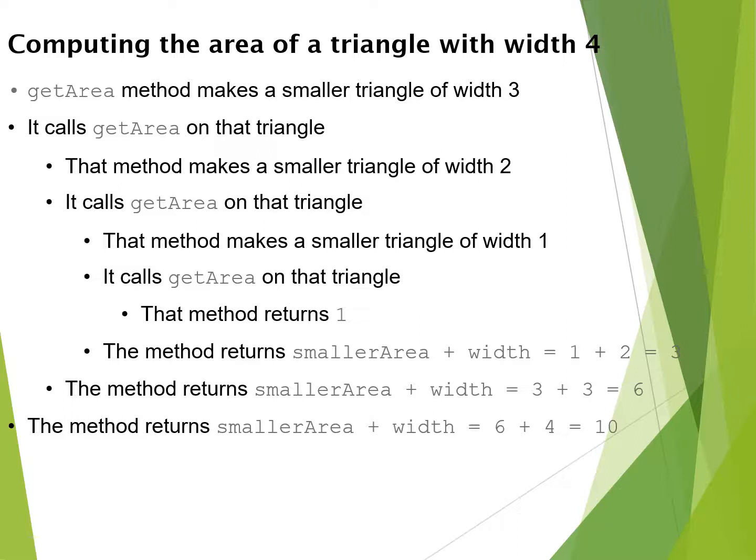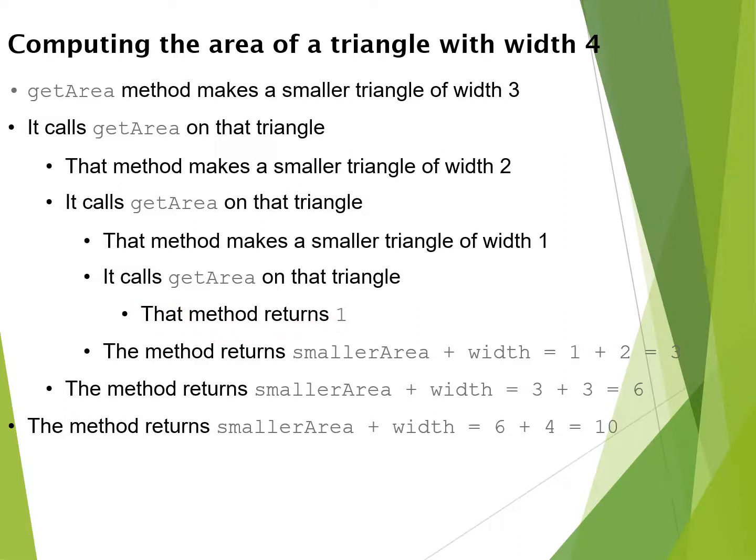Again, when you call that getArea for triangle of width 2, it subtracts the width by 1 and constructs a smaller triangle with width 1. Then it calls the getArea for the triangle of width 1. Now, this time, the getArea method doesn't call itself because the triangle is small enough, has width 1. If you remember from the previous slide's implementation, in the first line we have an if statement that if the width is 1, don't call getArea again, simply return 1. So the method returns 1.